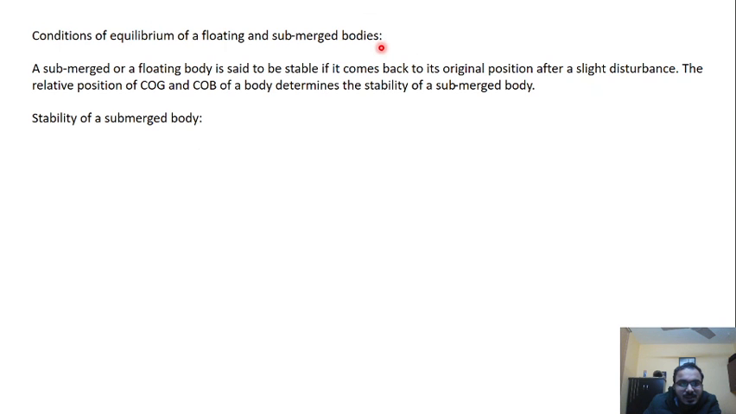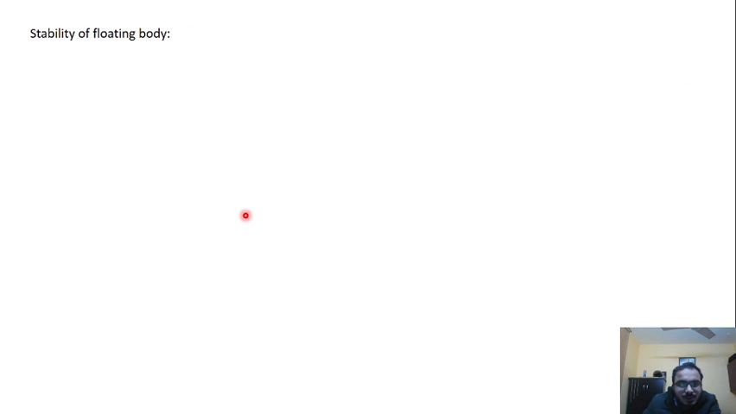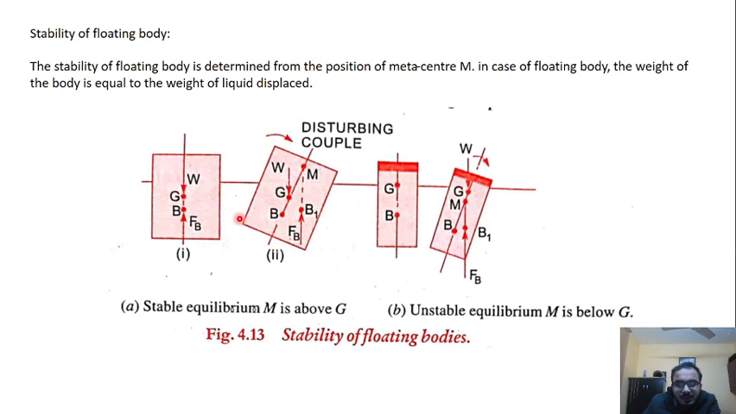Now the next topics are conditions of equilibrium of floating and submerged bodies, and due to constraint of time we will take this portion, that is stability of submerged and floating bodies, in our next lecture. So before ending this lecture, we will again revisit the things that we have done today.